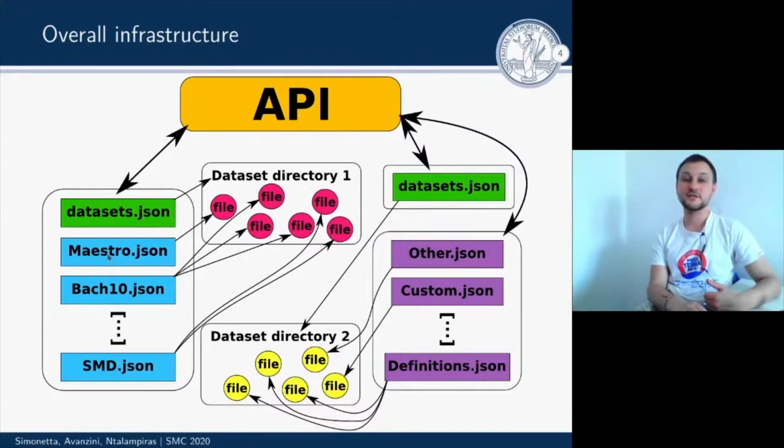And then there are the definition files. So maestro.json, backend.json, smd.json, and so on, which contain references to the single files inside the dataset directory. Everything is relative, and everything is very modular and can be distributed on different hard drives.